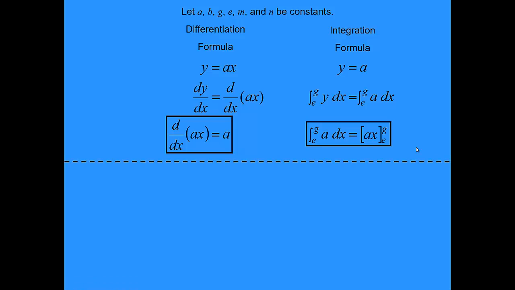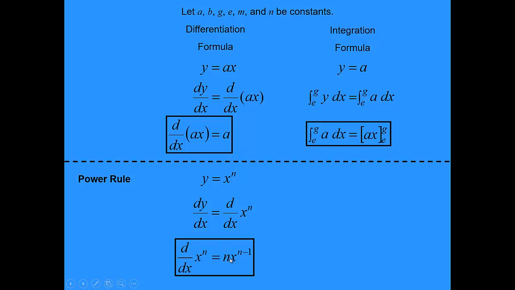Well, then let's do the super important power rule. For derivatives, if we have a function y equals x to the n, remember n is a constant, then the derivative of x to the n with respect to x is n times x to the n minus 1. Multiply by the exponent, subtract 1 from the exponent. I know, I kind of messed that up earlier, didn't I? Sorry about that. I was thinking integrals.